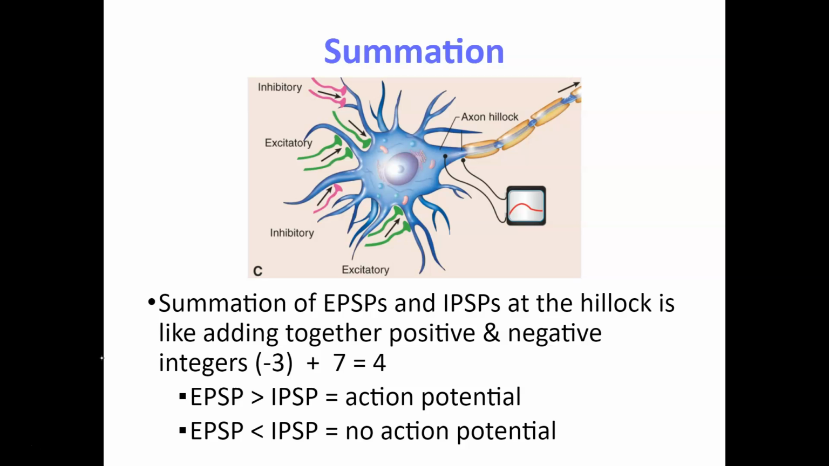So it's the same thing. If the EPSPs are larger or stronger than the IPSPs and threshold is reached, then yeah, we're going to get an action potential propagated down that axon. If the IPSPs are larger or stronger than the EPSPs, then hyperpolarization at the axon hillock will occur and an action potential will not be generated.